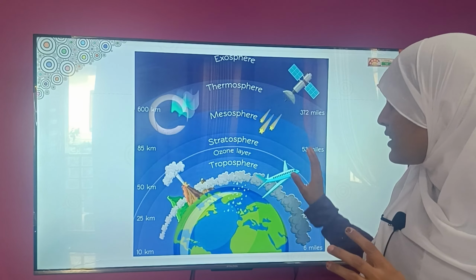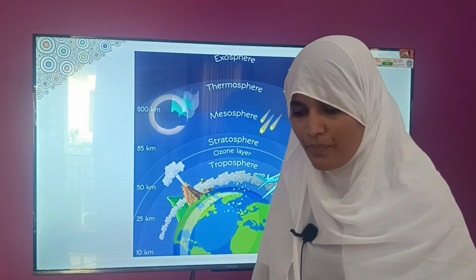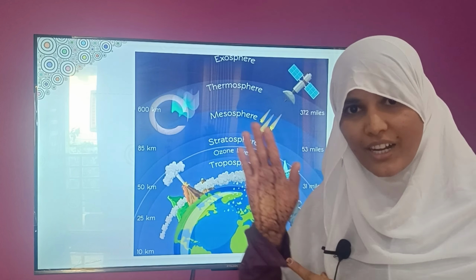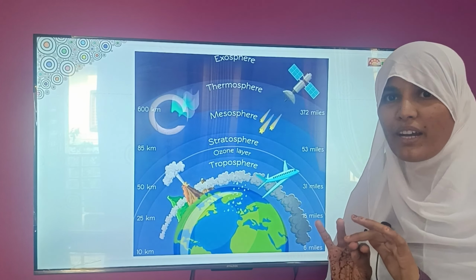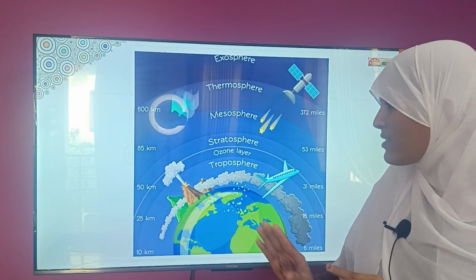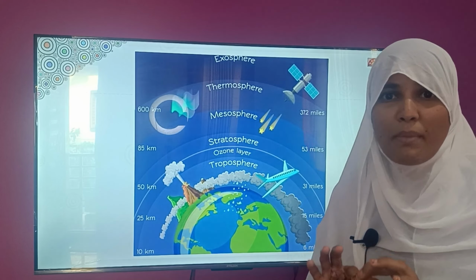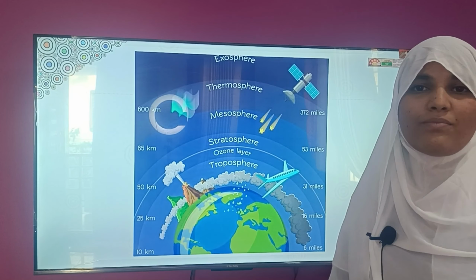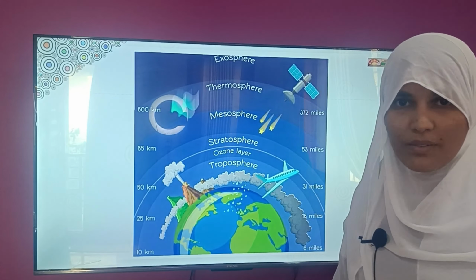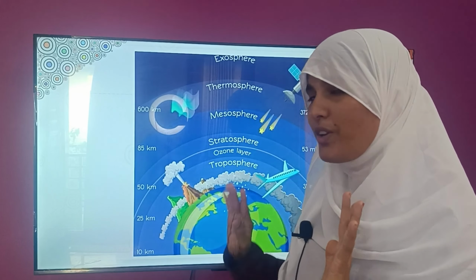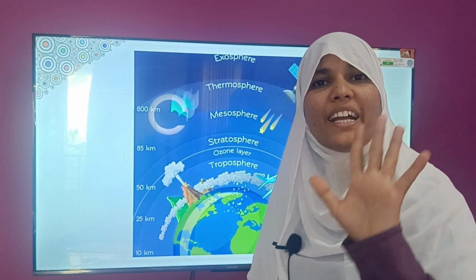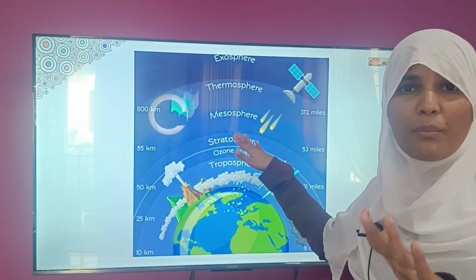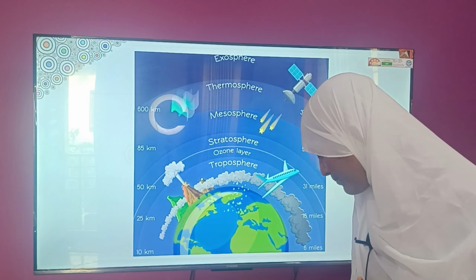So to remember all these layers, I will tell you one trick: the smart monkey took elevator. The means troposphere, smart means stratosphere, monkey means mesosphere, took means thermosphere, elevator means exosphere. So there are 5 prominent layers in the atmosphere: troposphere, stratosphere, mesosphere, thermosphere, and the last, exosphere.